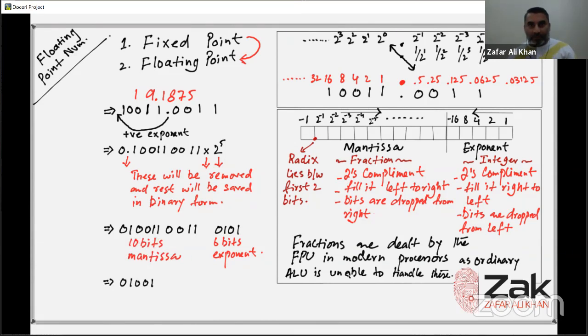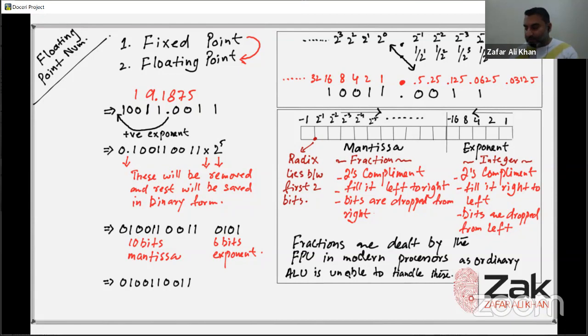1, 2, 3, 4, 5, 6, 7, 8, 9, 10. So this is filled. Now we will start filling exponent. In exponent, we would have underflow because we have got 4 bits to fill and 6-bit space. But we will start from right to left.